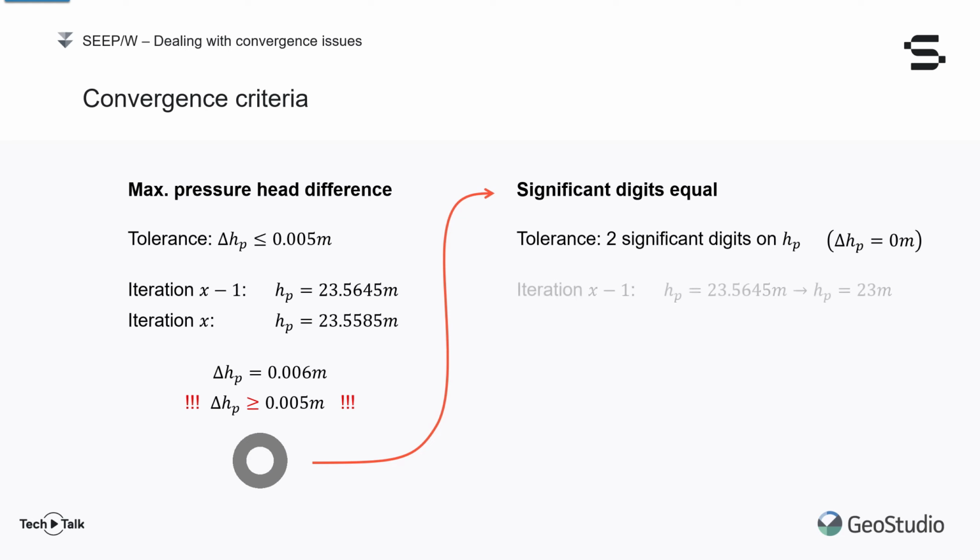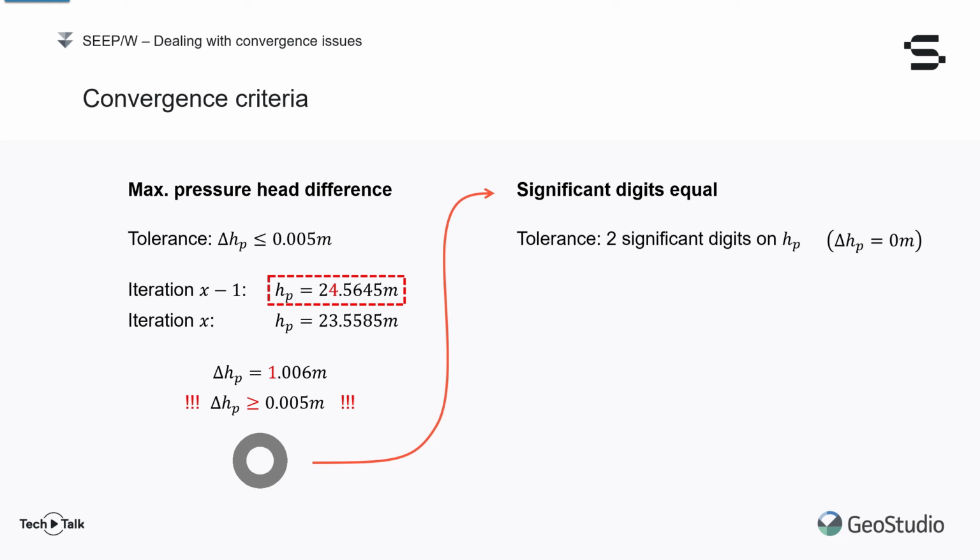Using our test values that failed the first convergence criterion, if we express both using only 2 significant digits, they both take a value of 23 meter of pressure head. Since there is no pressure head difference between these two values once expressed with 2 significant digits, they passed the second convergence criterion. A gray O would still be displayed on the analysis results to indicate that this node failed the first convergence criterion.